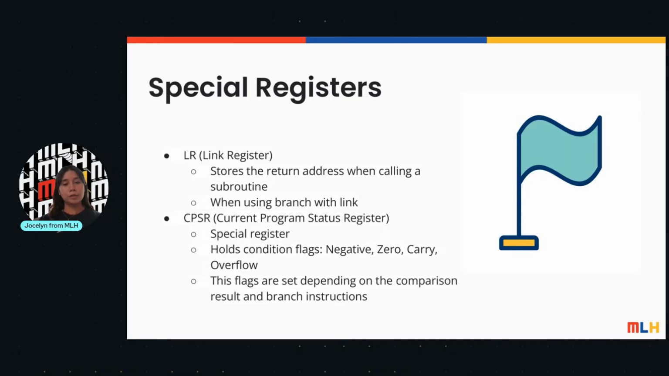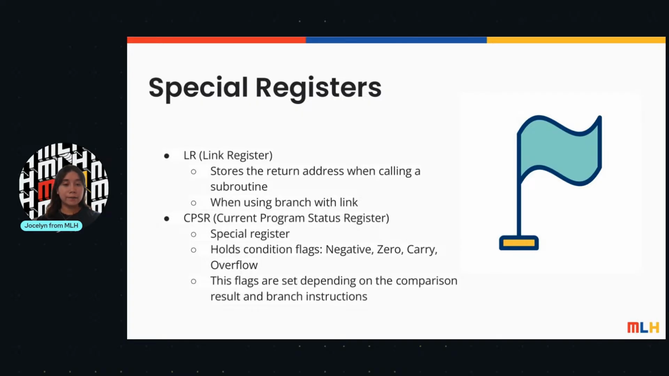And the last one, which I would say is the most relevant one, is the CPSR. CPSR stands for Current Program Status Register. So this is a special register. It even has its own name. It's called CPSR, and we'll also be seeing that on our simulator online. This one is a special register, and it holds condition flags. It holds four different types of flags: negative, zero, carry, and overflow.